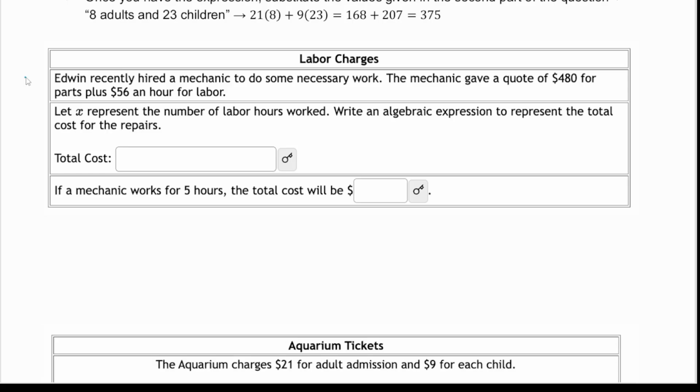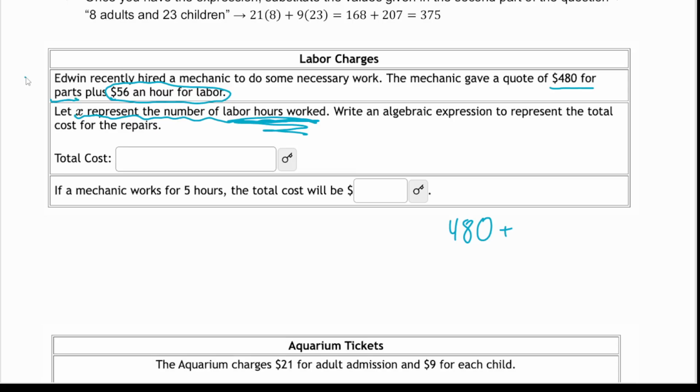So here we have a mechanic that's working very similar to the plumber that we just talked about a little while ago. A quote for $480 for parts is saying that they've already evaluated how many parts they need. That's really considered a fixed cost here, versus the variable cost, which is going to be that $56 per hour of labor. The reason you know that's the variable cost instead of the other one is that later we've identified X to represent the number of labor hours worked. So which of these varies by labor?